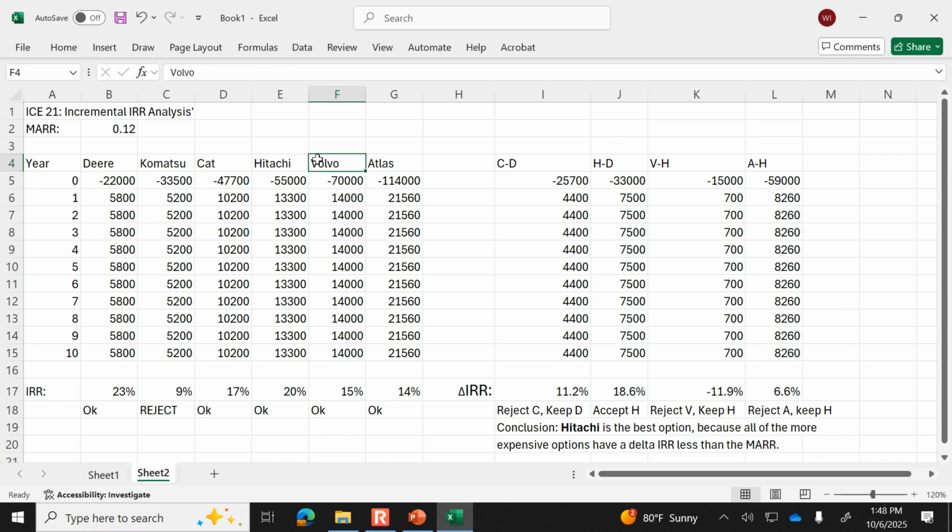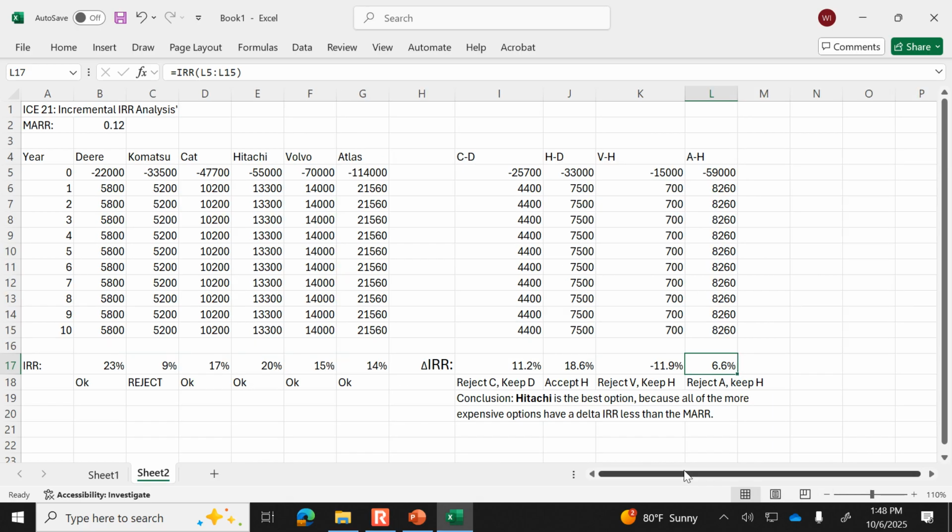Then we'll do the Volvo versus Hitachi matchup. Negative rate of return. Volvo, not justifiable. So our last one would be Atlas versus Hitachi. Also, that increment is not justifiable because the rate of return, though positive, is still below the minimum of 12. Okay, so we think from this incremental analysis that Hitachi is the best.